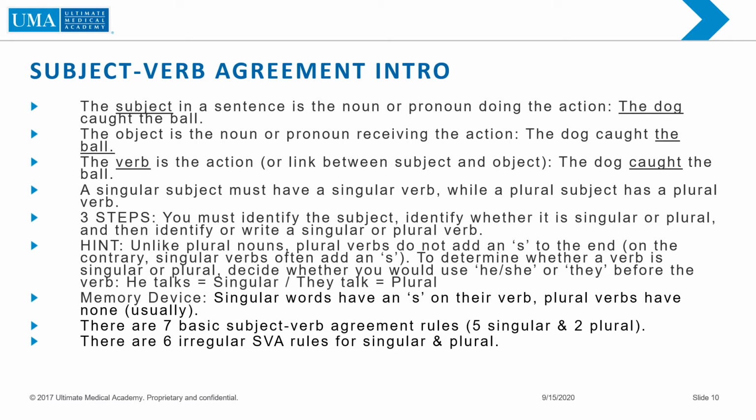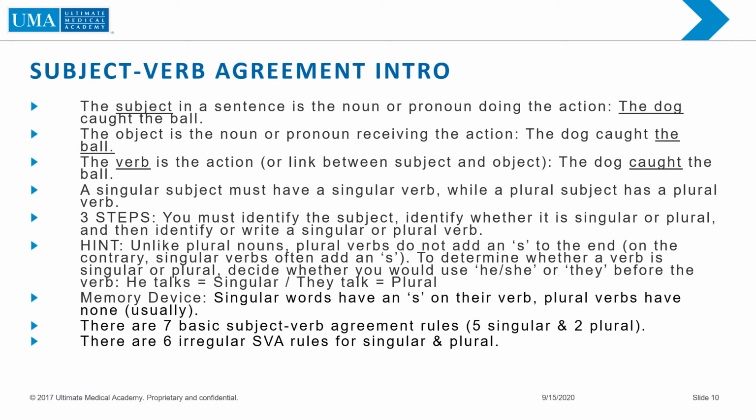To determine whether a verb is singular or plural, decide whether you would use he or she, or they, before the verb. He talks equals singular. They talk equals plural. Right? And then a memory device: singular verbs have an S on the verb. Plural verbs usually have none.